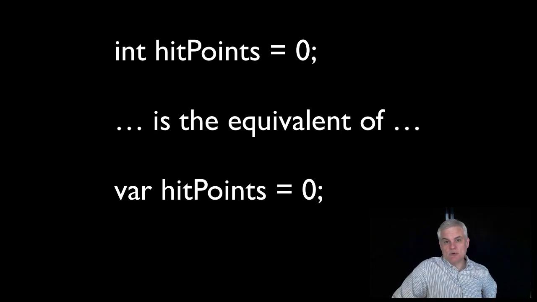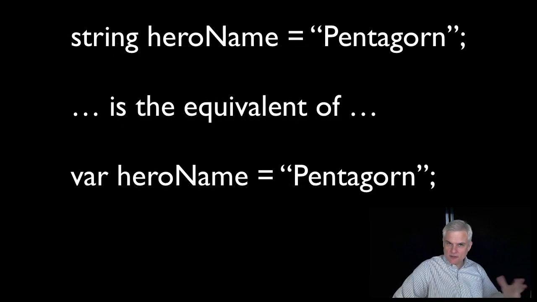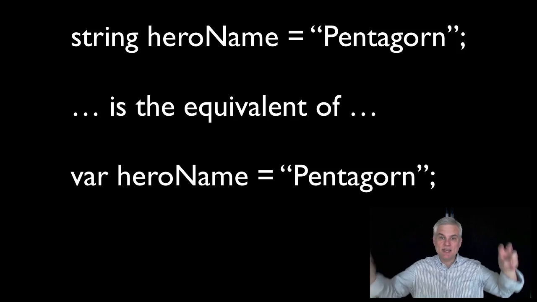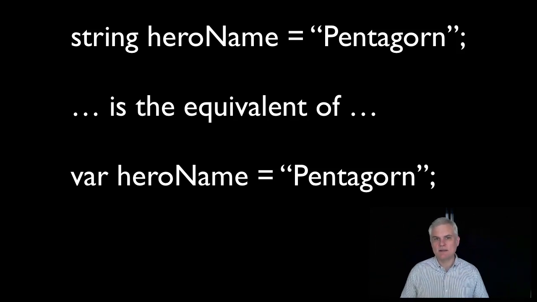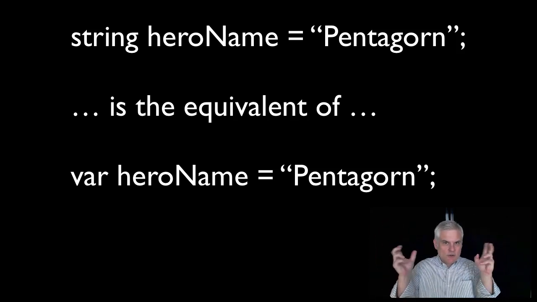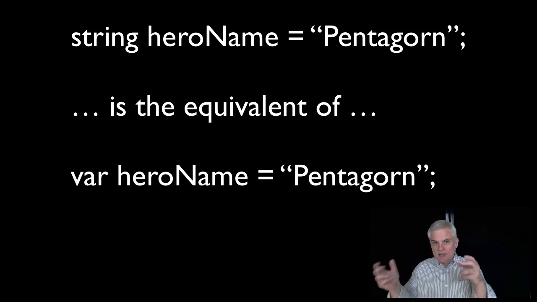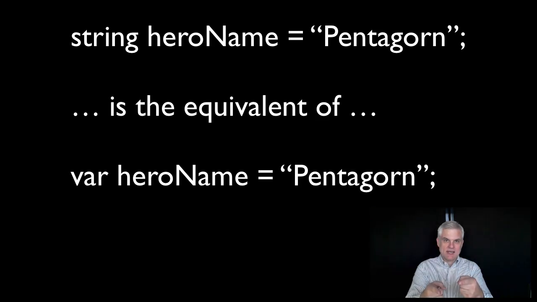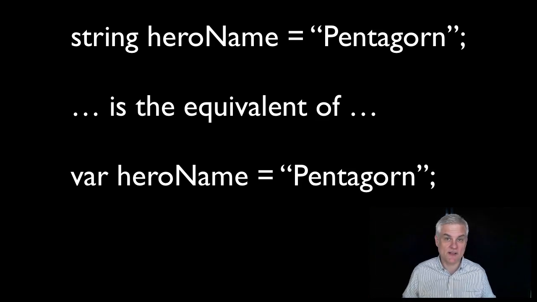The compiler knows that, so it's roughly equivalent to this: var hitPoints equals 0. Another example: string heroName equals Pentagon. Because you initialized heroName to a string, the compiler is smart enough to know that, so you don't have to give it the type name string. You can just say var heroName equals Pentagon.